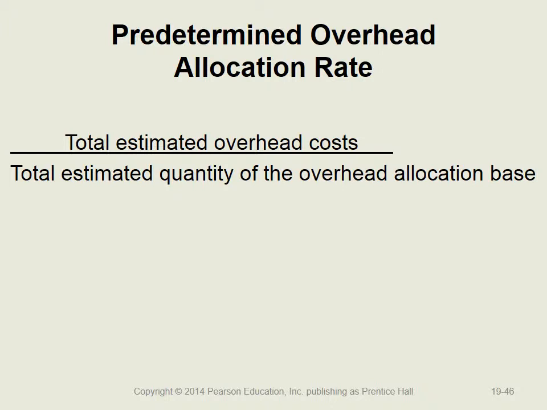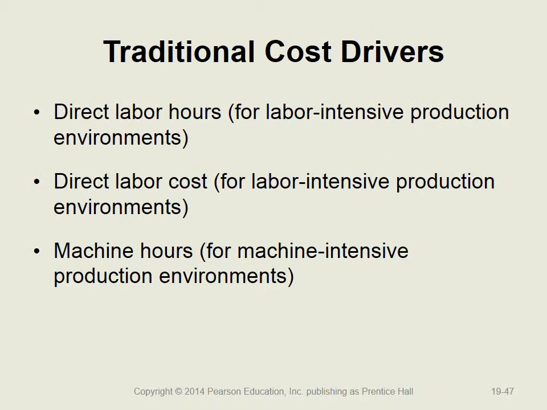There is a relationship between the overhead cost and the allocation base. That is, the higher the quantity of the allocation base, the higher the overhead costs, and vice versa. There are three cost drivers that are commonly used by manufacturers. Direct labor hours, or direct labor costs, are appropriate cost drivers for companies whose production is labor intensive. Machine hours are used when production is machine intensive.